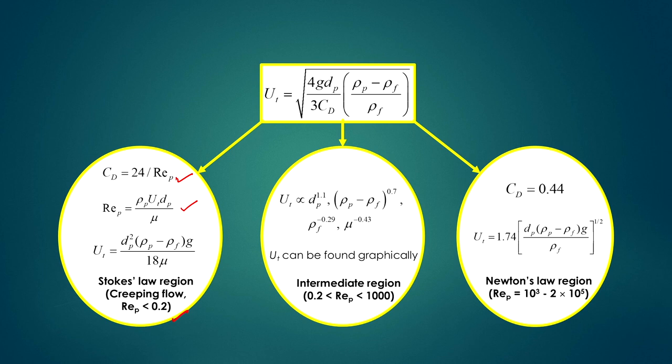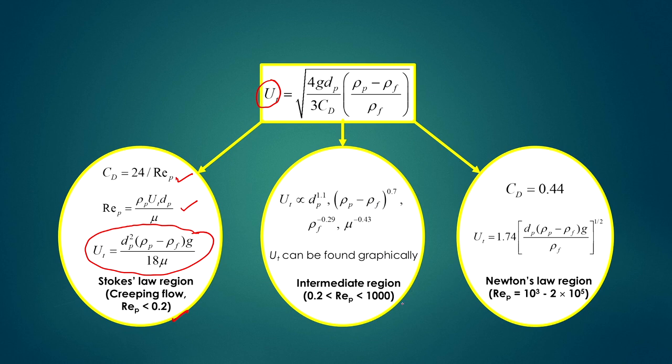So, in this case, if you substitute the value of CD in this terminal velocity equation, you will get the terminal velocity. At the Stokes law region, or creeping flow condition, where REP is less than 0.2, ut will be equal to dp square into rho p minus rho f into g by 18 mu. Interestingly, the terminal velocity at this Stokes flow condition is proportional to the square of the particle diameter, inversely proportional to the viscosity of the fluid, and directly proportional to the deviation of the fluid density compared to the particle density.